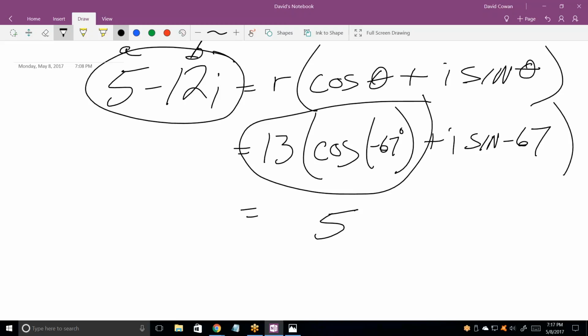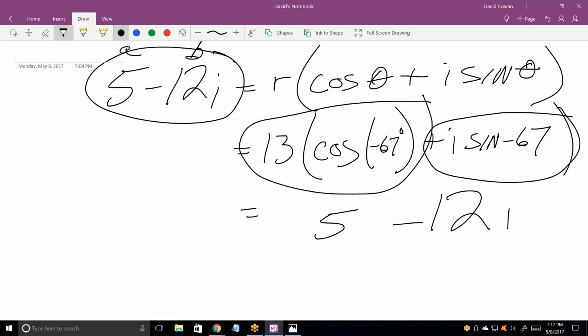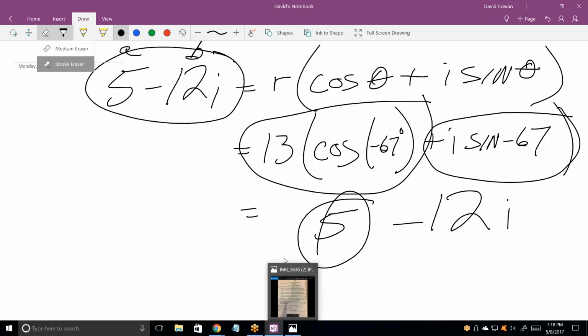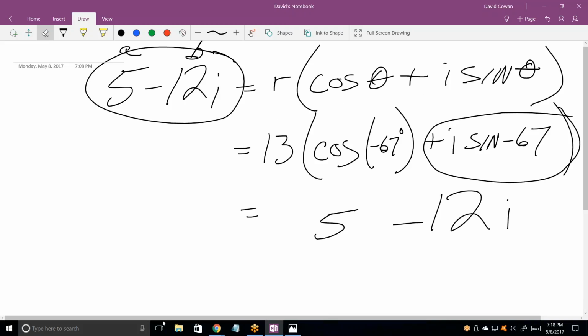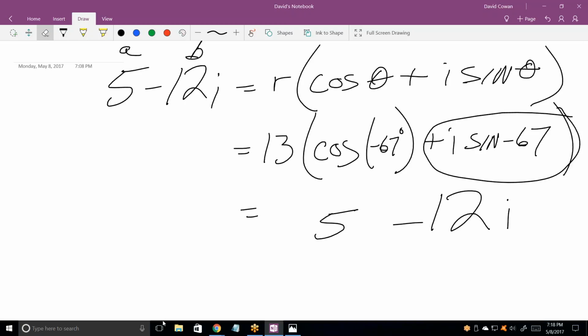And 13 times i sine of minus 67 has to be minus 12i. And it is. If I multiply 13 times the sine of minus 67, I get 12, just like if I multiply 13 times the cosine of minus 67, I get a positive 5. So the fact that I can prove my answer is correct is important, and means that this is the right answer.